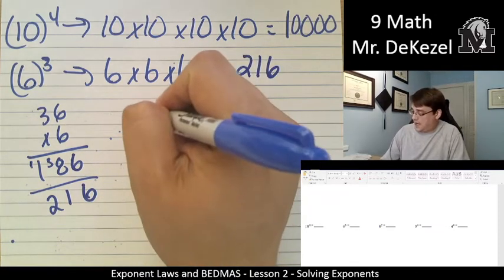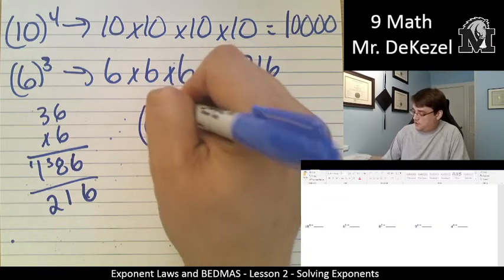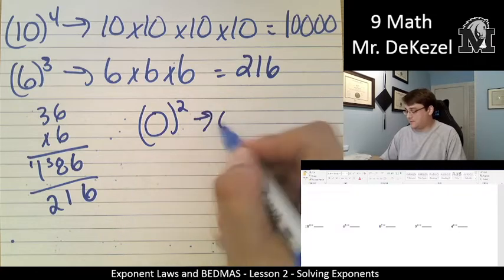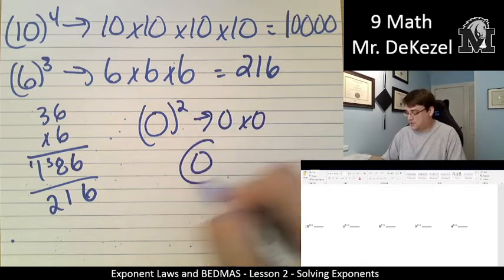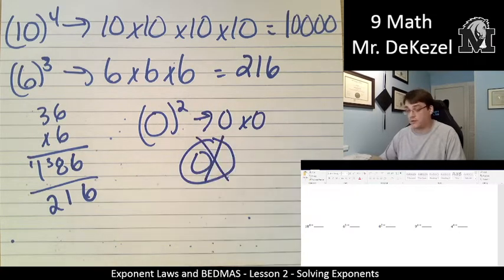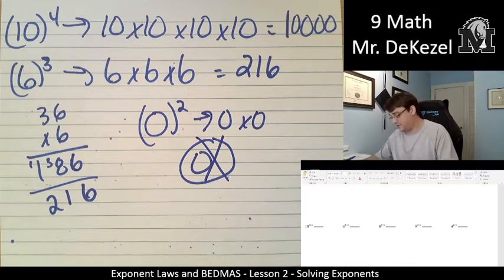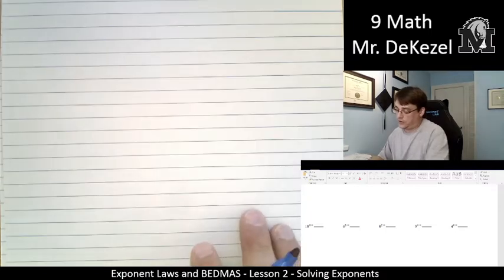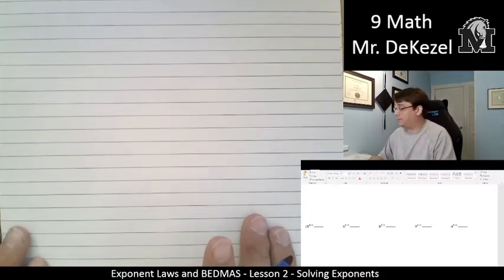Let's see, we have 0 squared next. That's 0 times 0. Anything times 0 is just 0. That's just, you know, big old 0. Okay, don't worry about that too much. 0 squared, 0 to the power of anything is just 0.